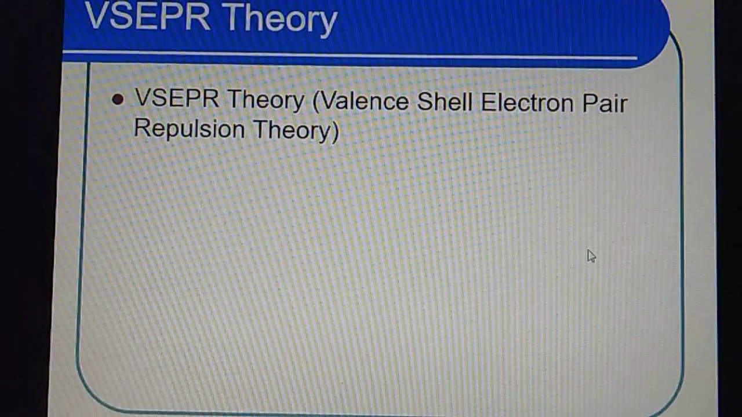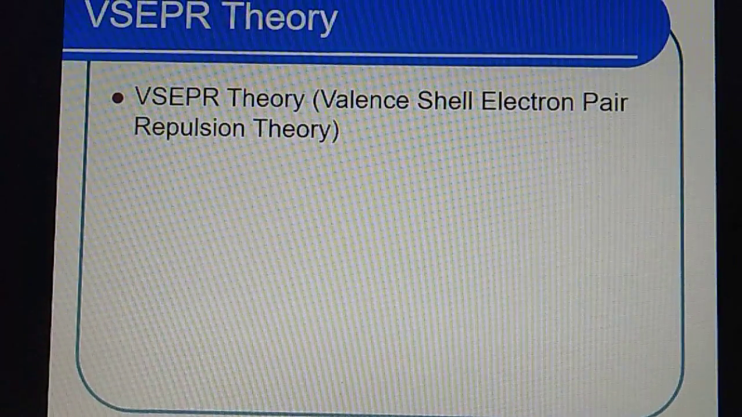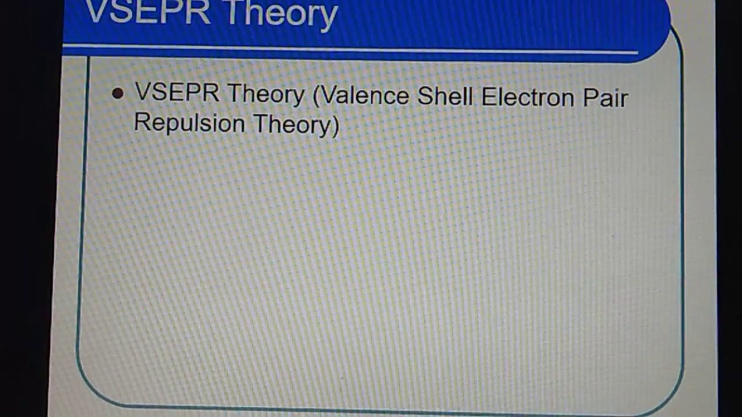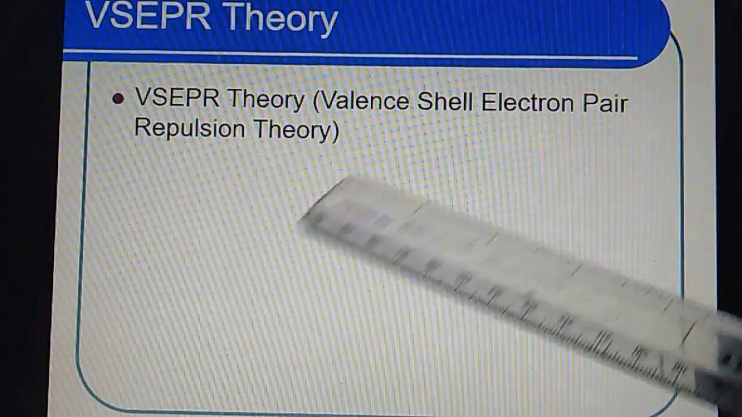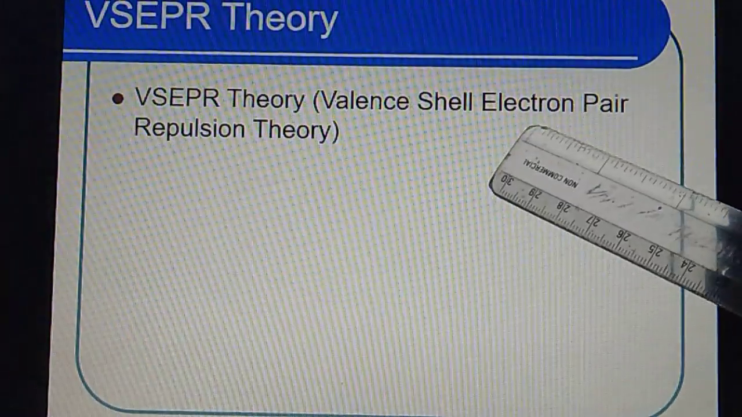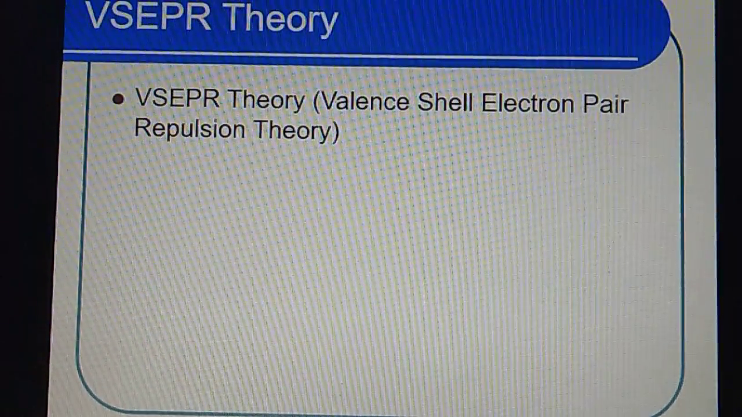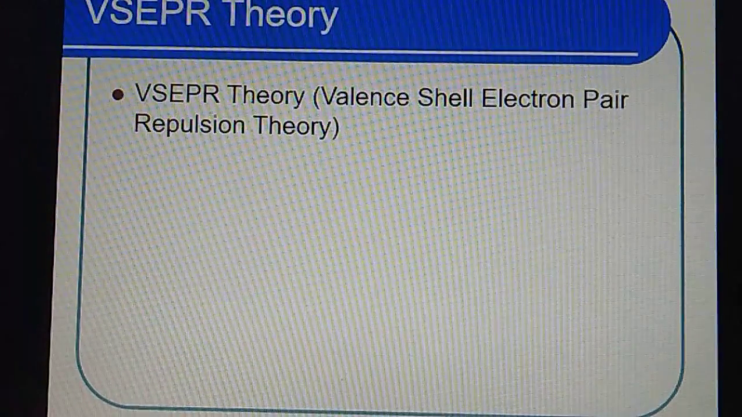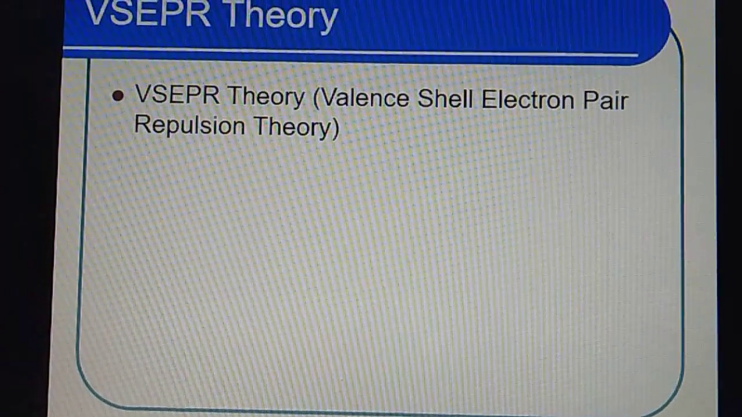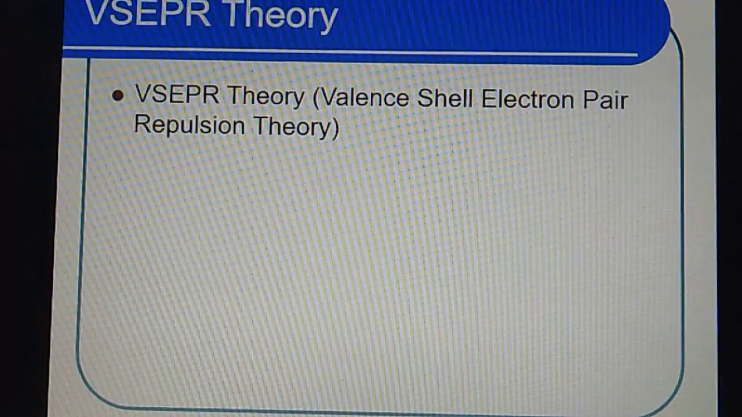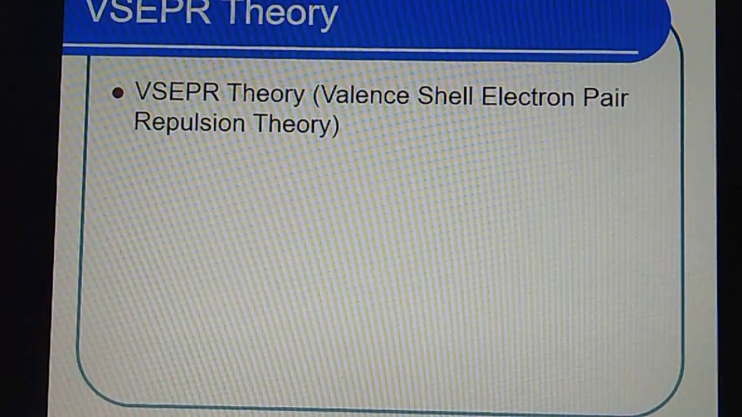So let us see what the VSEPR theory is, friend. When you are going to understand the VSEPR theory, let us understand the meaning of the terms. VSEPR implies valence shell electron pair repulsion theory. Generally this is given to explain the structure of the molecule, students, but how do we explain the structure of a molecule? It depends on the repulsion of the valence electrons.